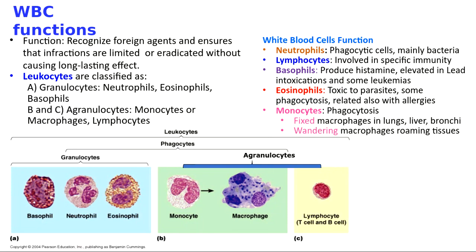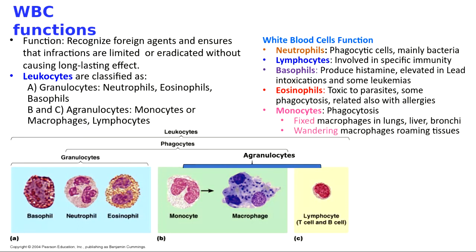Slide number 8 is very important because it gives us just a basic function of white blood cells. And we need to remember the basic function, and it is to recognize foreign agents and make sure that any foreign material will be destroyed or removed so that it doesn't cause harm to the host, so that it doesn't harm us.